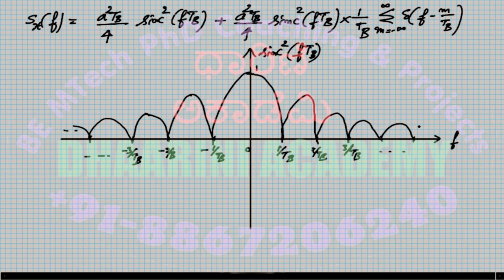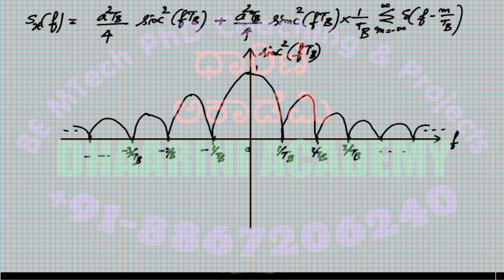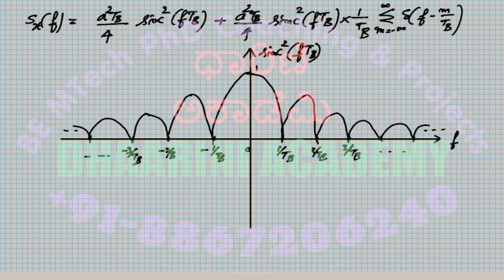It actually goes till infinity. So the signal is from minus infinity to plus infinity, which indicates your pulse has infinite frequency. Correct? Because the f-axis extends from minus infinity to plus infinity, it means that your signal has all the frequencies from minus infinity to plus infinity. At those points, 1 by TB, 2 by TB, minus 1 by TB, they are 0. That's fine. Those frequencies do not exist. But other than that, all the frequencies do exist. Correct? That is the sinc square.